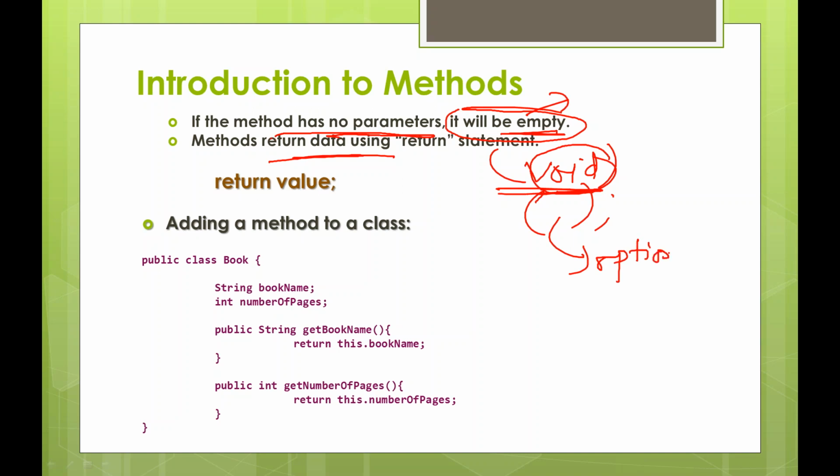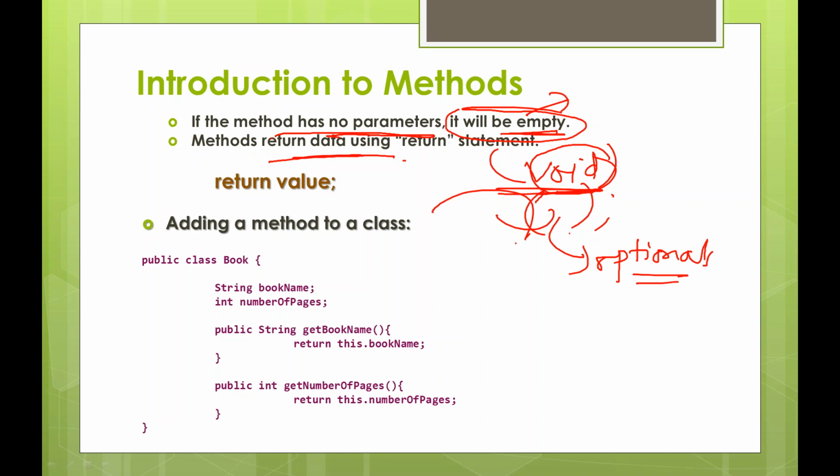As I mentioned, the parameters are optional. It depends on what exactly you want to do with the particular method. Based on that, you pass parameters to that method.